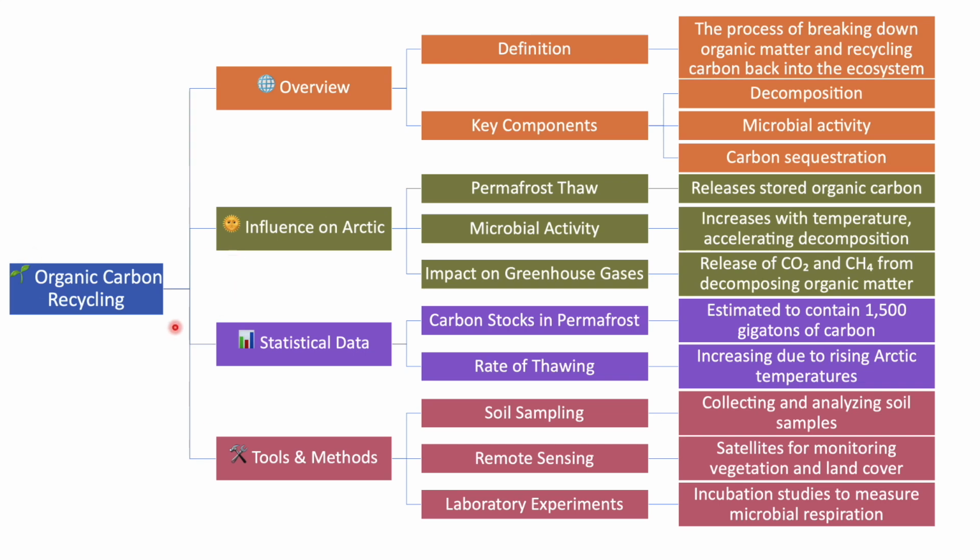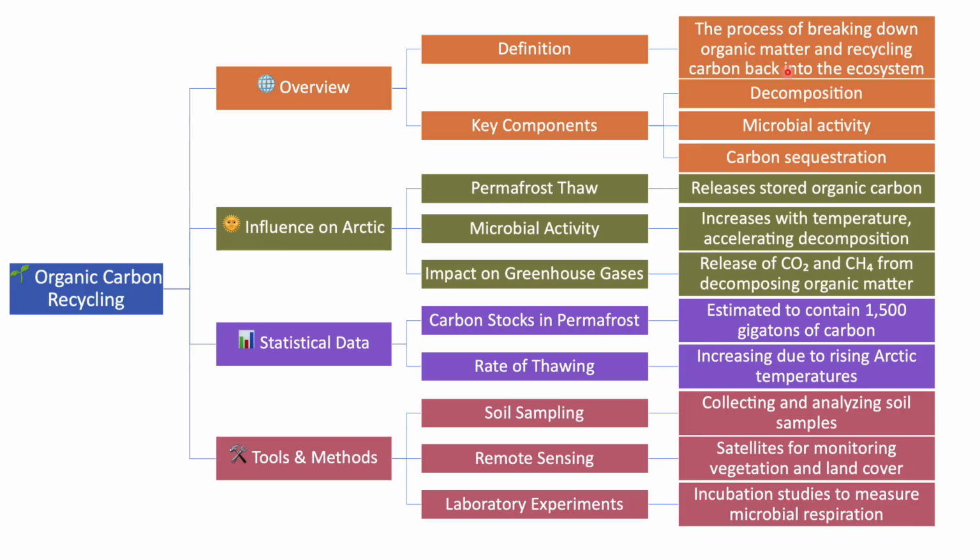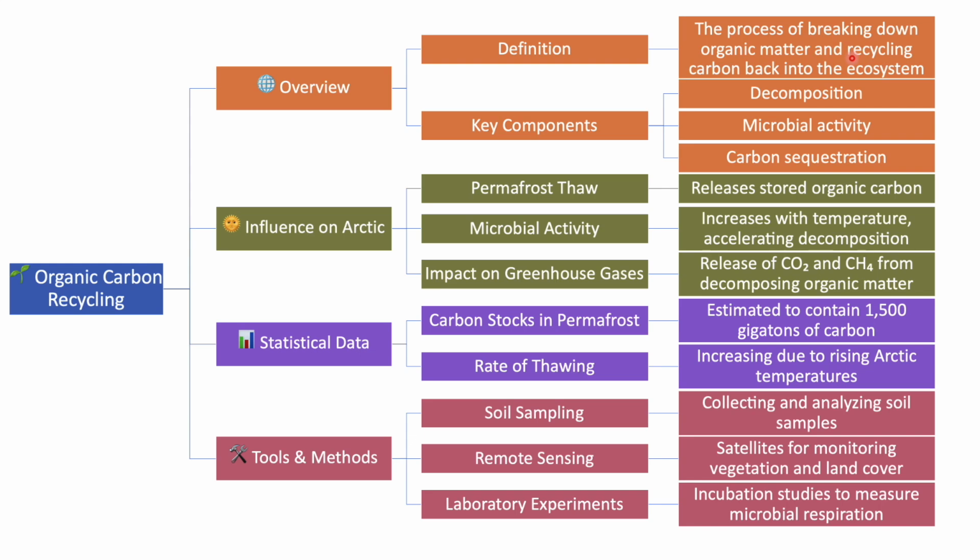Here, let us look at organic carbon recycling. So, what is the definition? What do you call organic carbon recycling? It is a process of breaking down organic matter and recycling carbon back into the ecosystem. Carbon can be present in different places, so we break them down and put it into another system. That is basically what is called organic carbon recycling. That means moving from one place to another place.